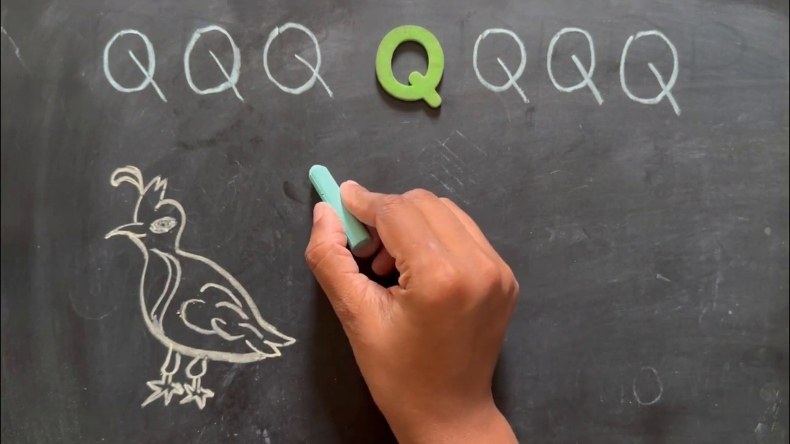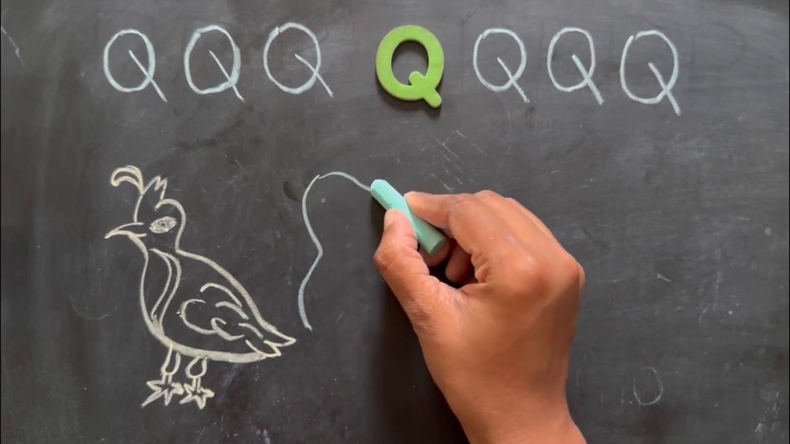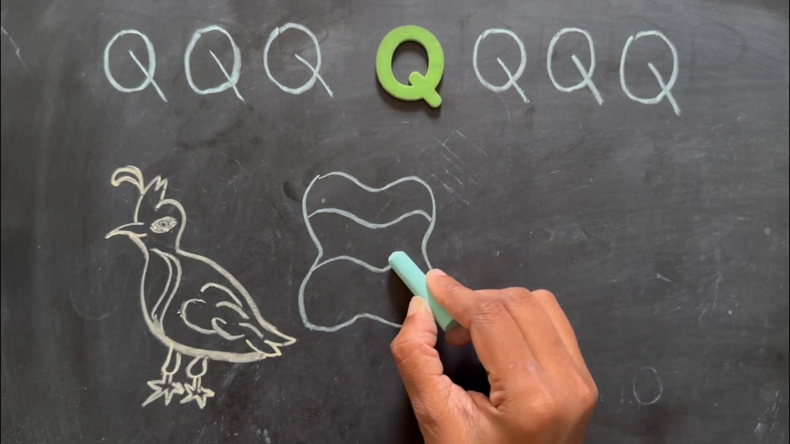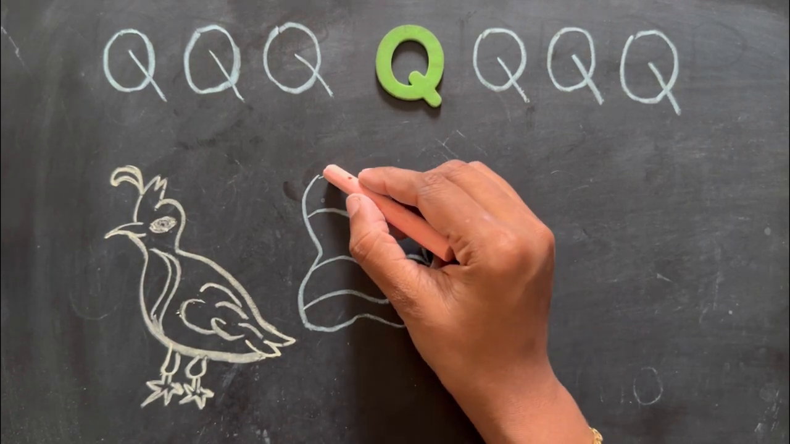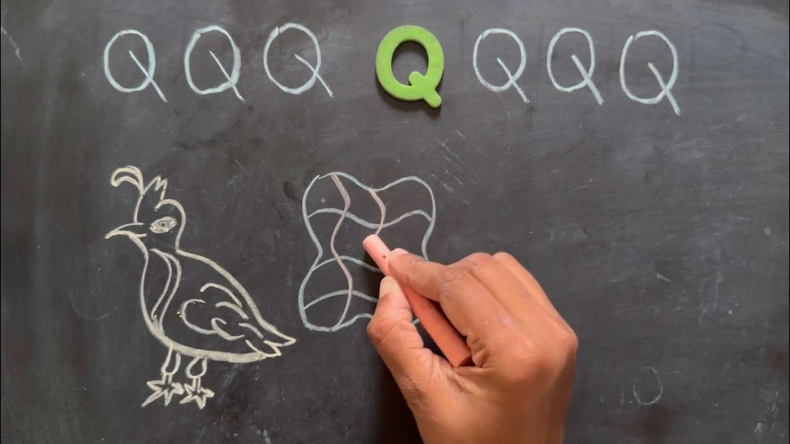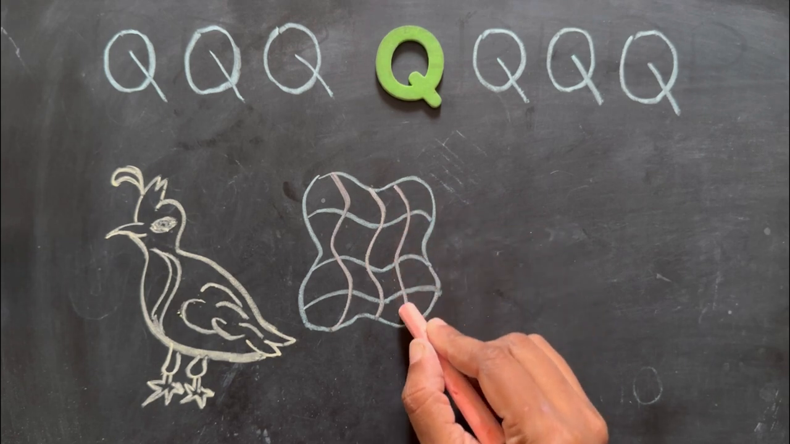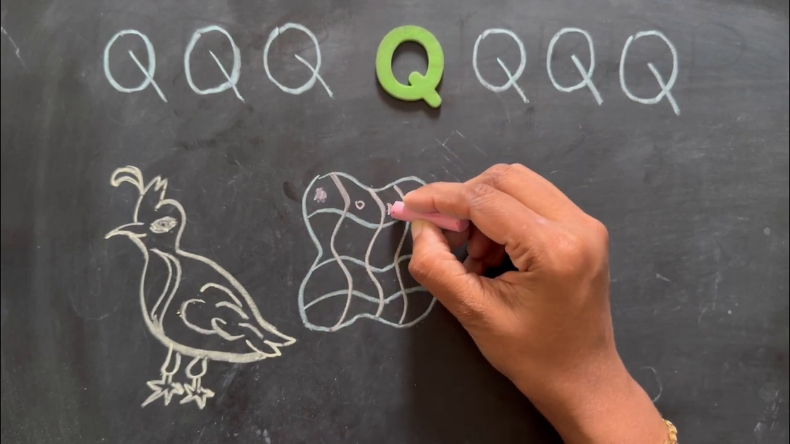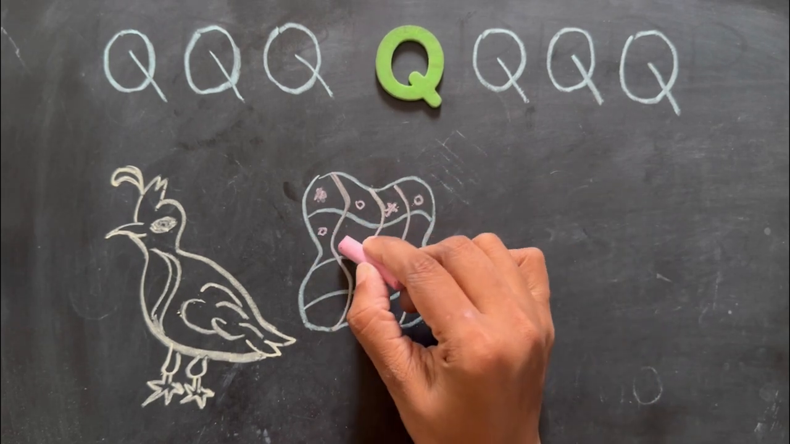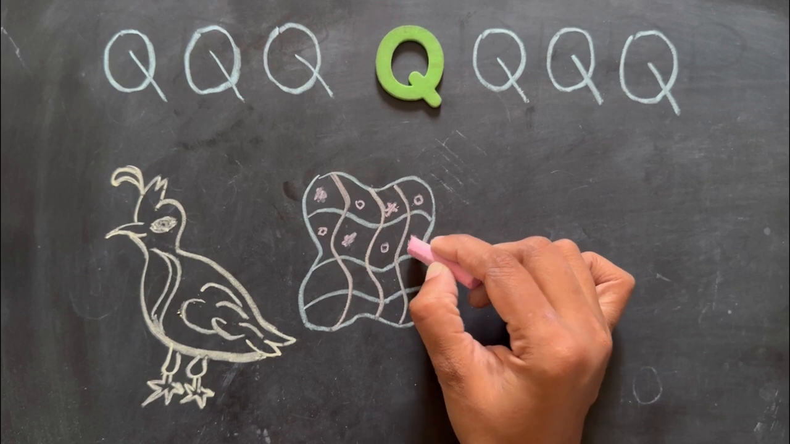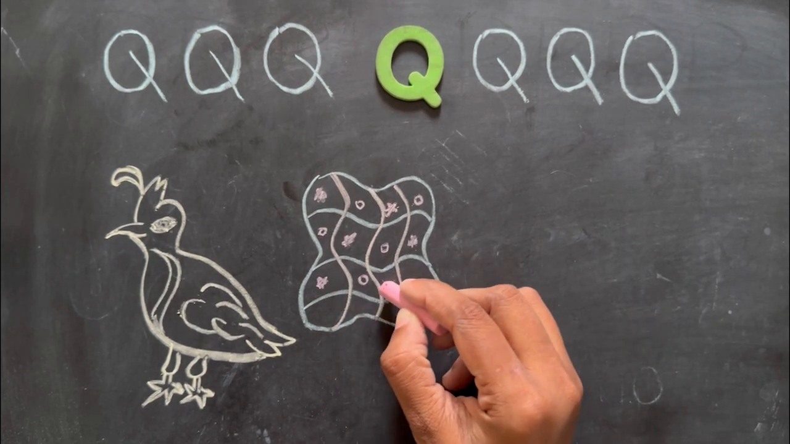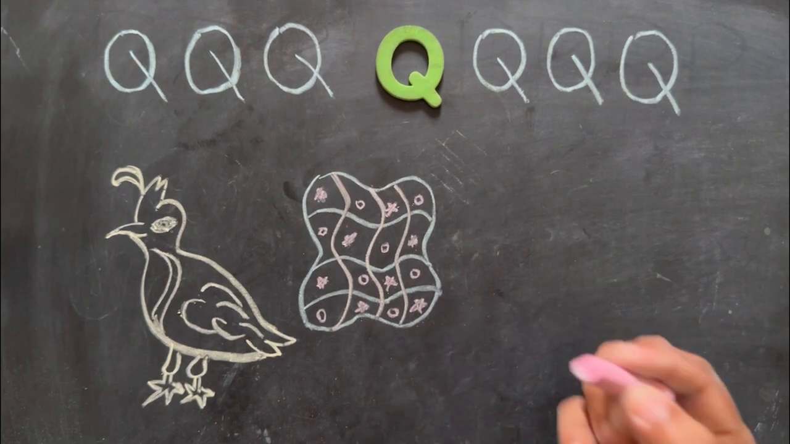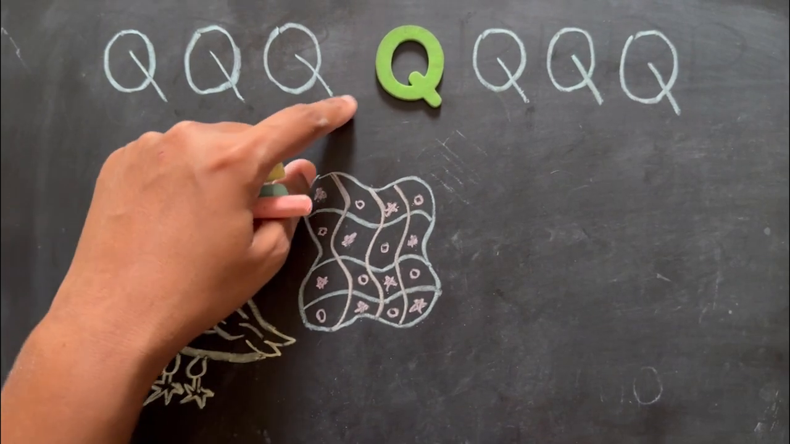I'm going to draw my next image for the letter Q. What am I drawing? I am drawing the quilt. Q says quilt. Our quilt is ready. So this is quail, quilt.